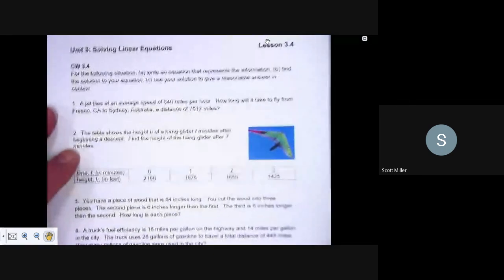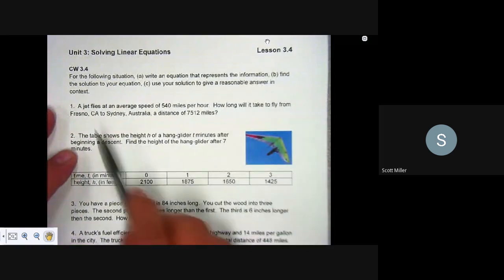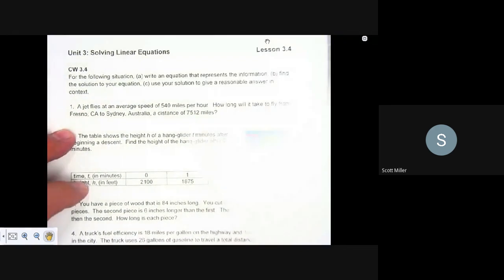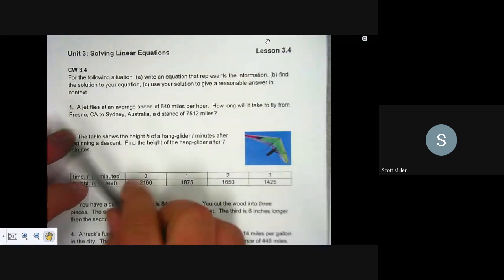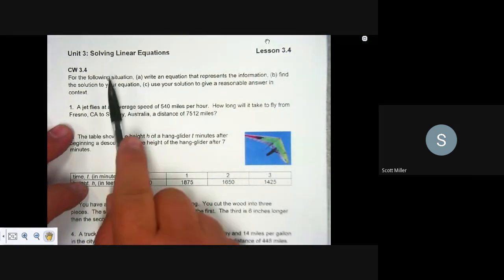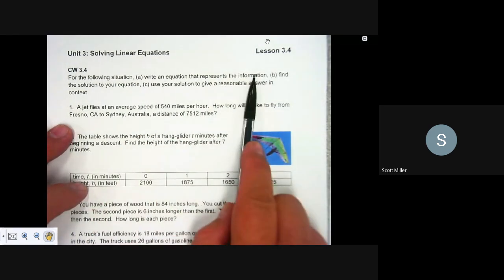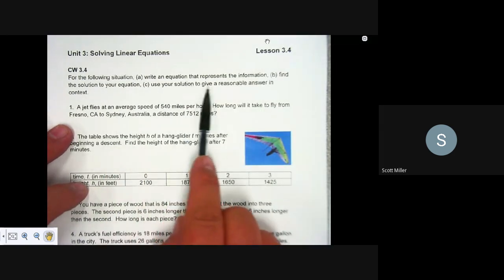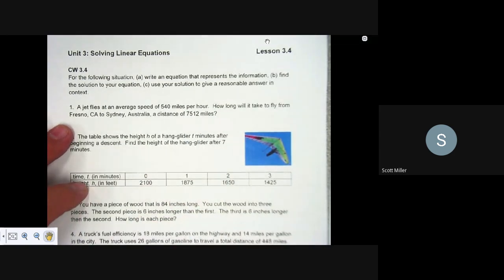All right, so let's go ahead and do some problems. We're going to do some of our classwork problems. So in this worksheet right here, we're going to try and answer as many of these as we can in the time that I have. So problem number 1. What do I want you to do? Write an equation that represents the information, find a solution, and then use your solution to give a reasonable answer to context.